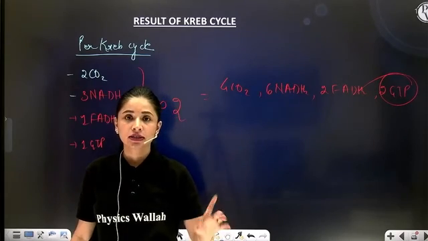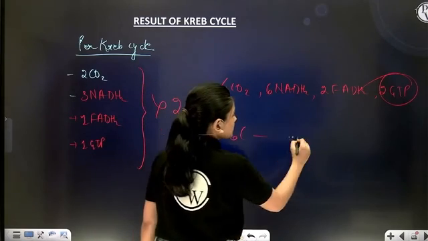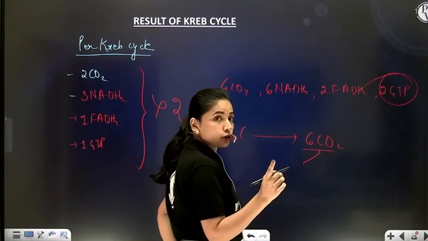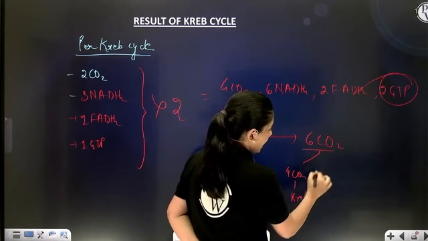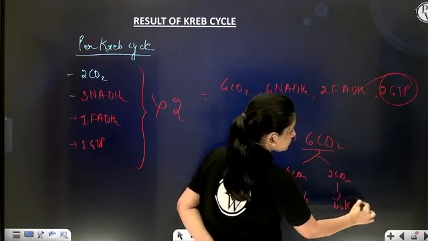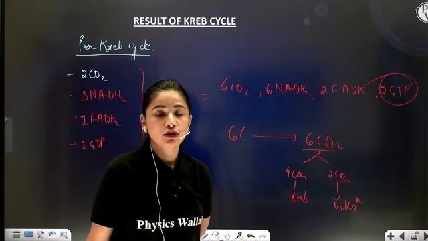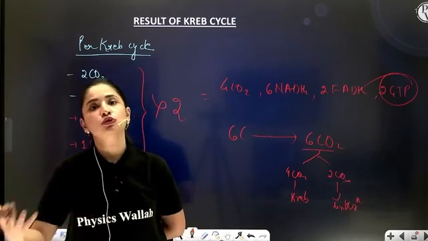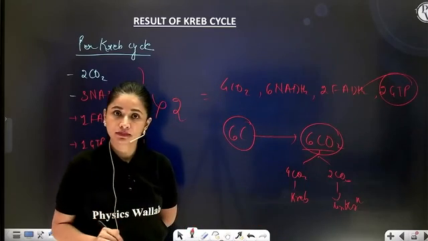Now my dear students, you see that your 6 carbon glucose has now been converted into 6 CO2. How? 4 CO2 were removed in the Krebs cycle and 2 CO2 were removed during the link reaction. In the link reaction also, oxidative decarboxylation was taking place. So overall we have completely oxidized glucose into CO2. It has been completely broken down into its simplest form.